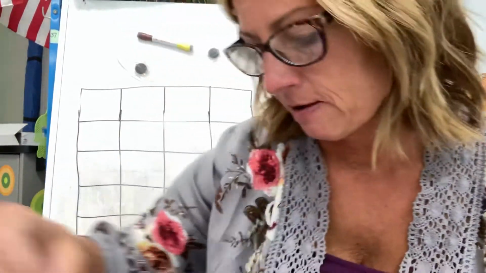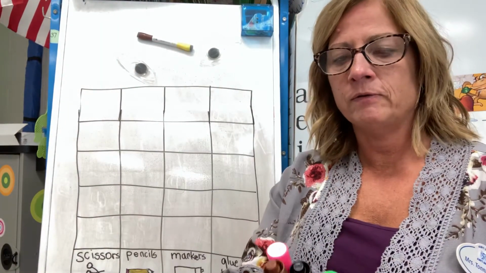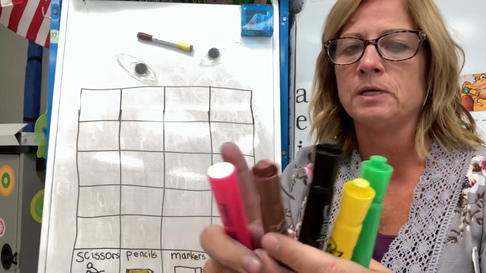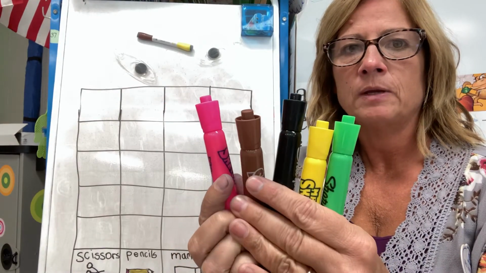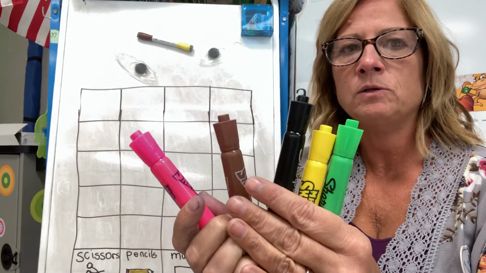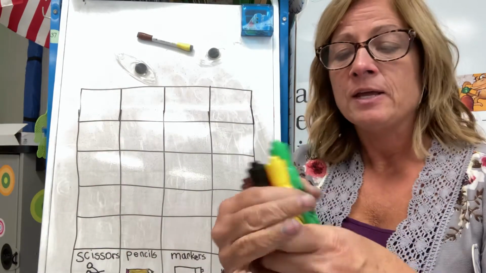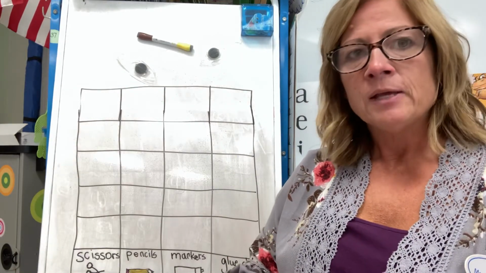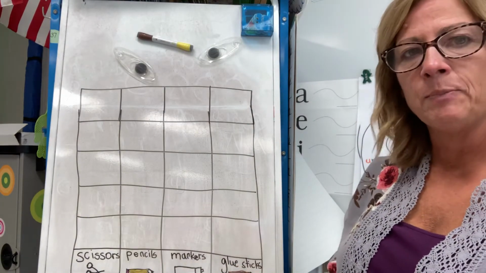Okay. And then the last thing we have are markers. So I have, let's see, this one might be a little harder to subitize, but maybe you can. Okay. 1, 2, 3, 4, 5. Did you get 5? Great, good job. Okay, so we had 5 markers. Okay, so now we're going to do a graph of our items that were in the supply box.